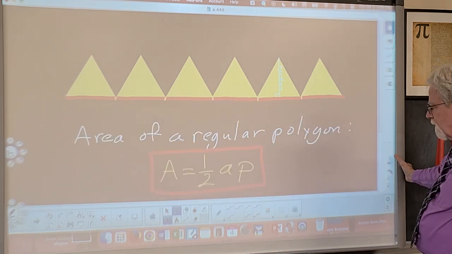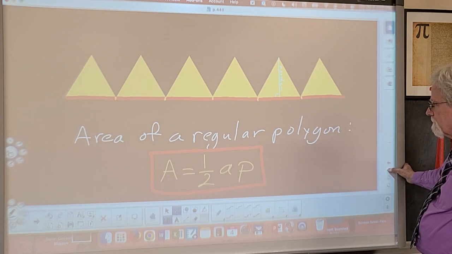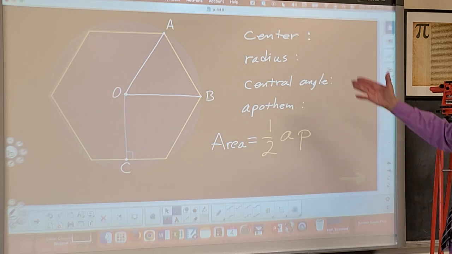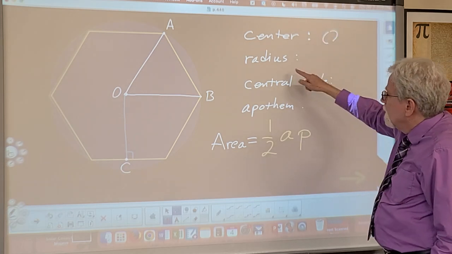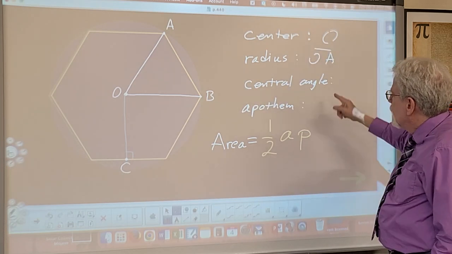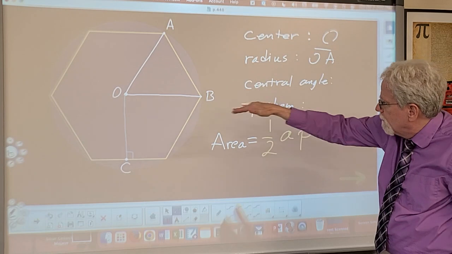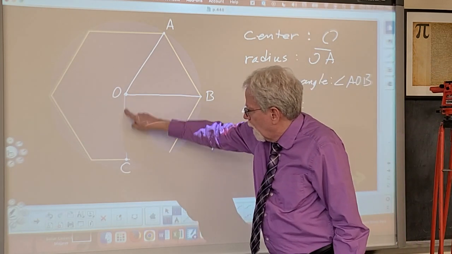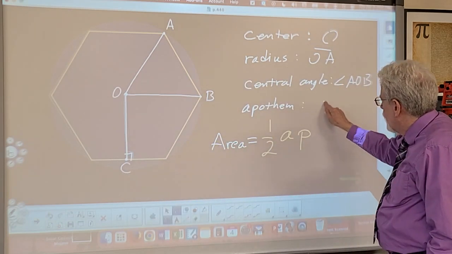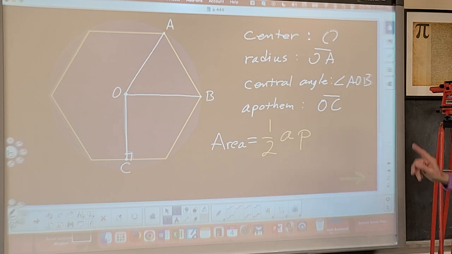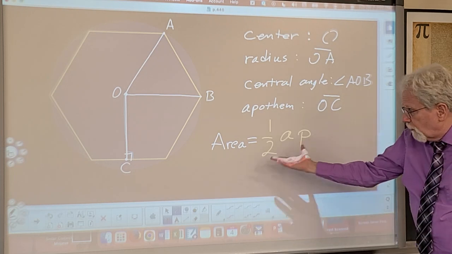Now, let's see what this ends up looking like. In this particular case, we have the center, again, is point O. The radius, we've got 2 of them, OB or OA, either one. I'll just say OA, save time. We've got a central angle of angle AOB. We have an apothem of OC, and the area is 1/2 times the apothem times the perimeter. Now, we don't know what these things are yet, so we're done.